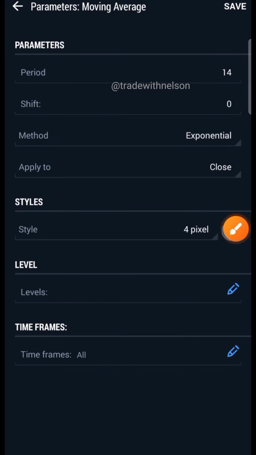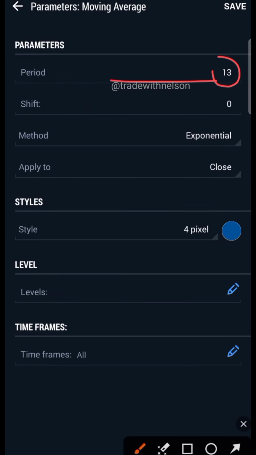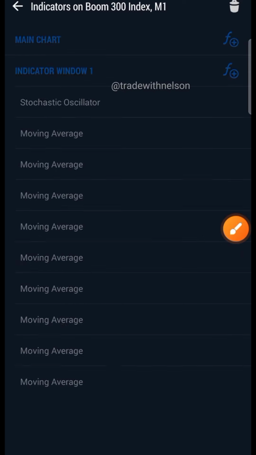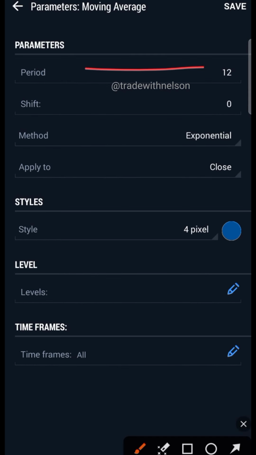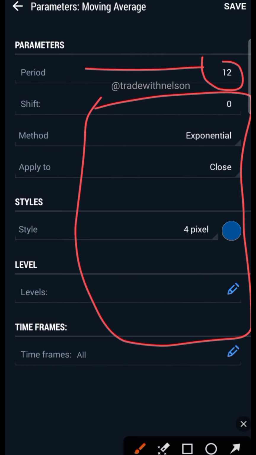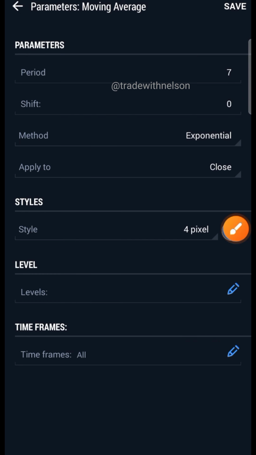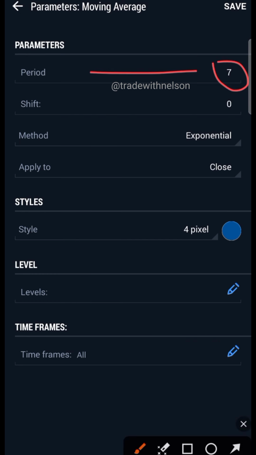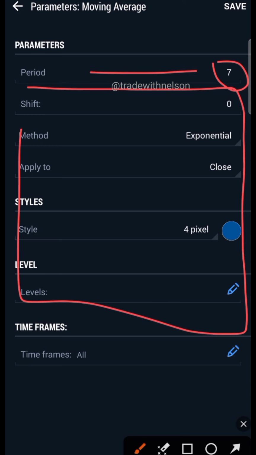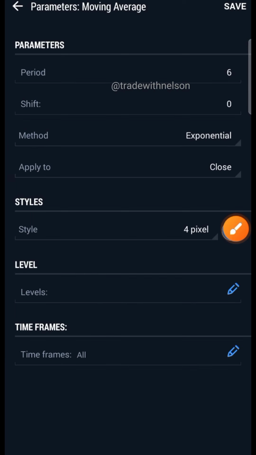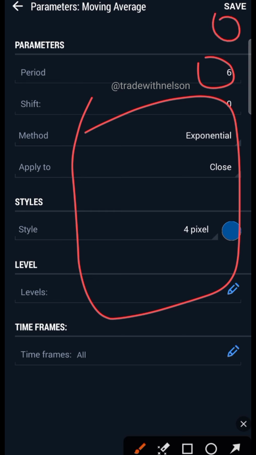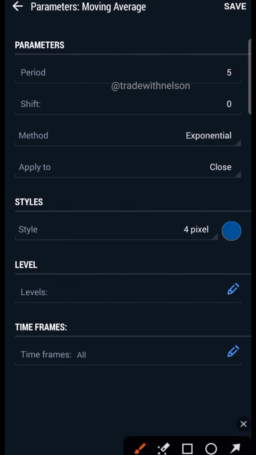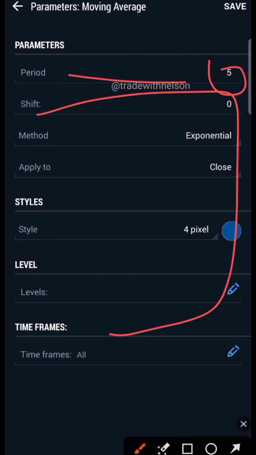So for the next moving average, make your period to be 14, leave the rest of the settings as you see over here, click on save. For the next, make your period to be 13, other variations like this, click on save. Next, make your period to be 12, other variations like this, click on save. Next, make your period to be 7, click on save. Next, make your period to be 6, and click on save. Next, make your period to be 5, and click on save.